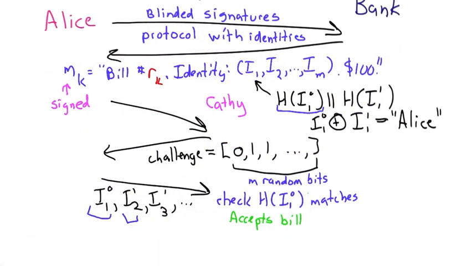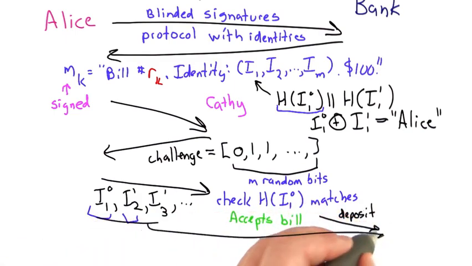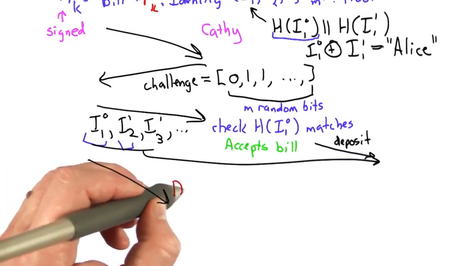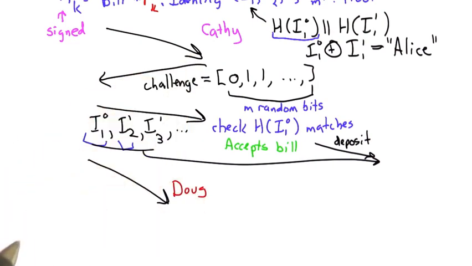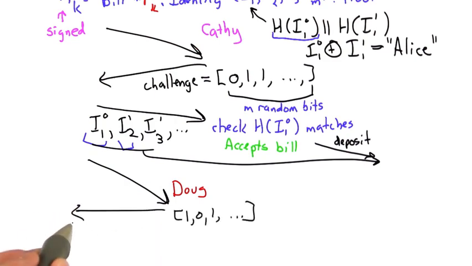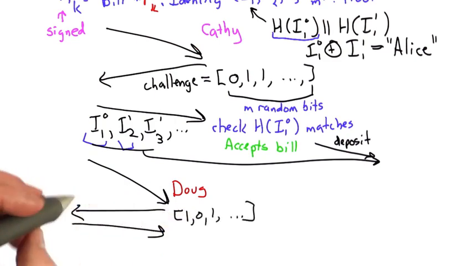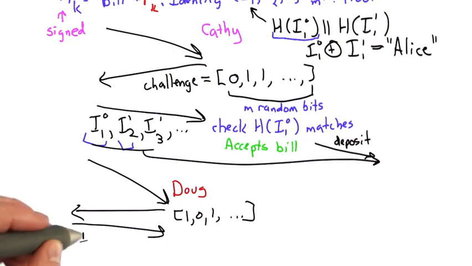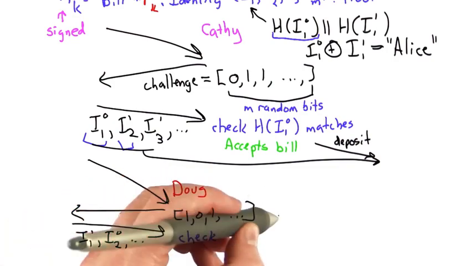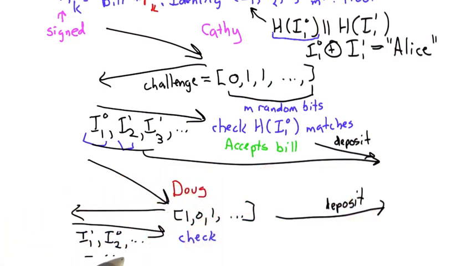If they all match, Kathy accepts the bill. When she deposits it, she sends these I values to the bank. So suppose Alice tries to spend the bill again. This time she'll send it to Doug. Doug will do the same protocol. He'll make a challenge, send that challenge to Alice, get back the I values, but they'll be the ones corresponding to his challenge, and he'll do the same check before accepting the bill. And now Doug can deposit the bill, sending along the same I values.